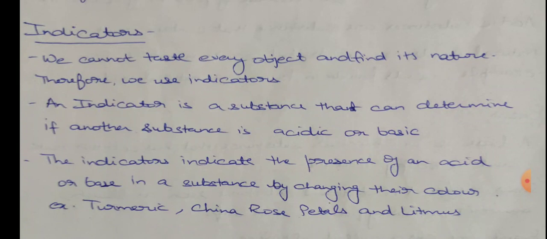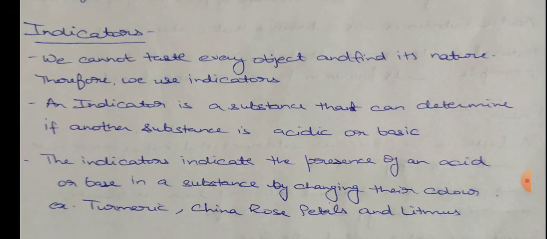An indicator is a substance that can determine if another substance is acidic or basic, meaning the solution that we have taken. The indicator indicates the presence of an acid or base in a substance by changing their color. What are the examples? Turmeric, China rose petals and litmus. Getting, students? These are some natural indicators. We will be discussing them one by one. What is the change in the color when there is an acidic medium or a basic medium? Getting, students? Clear?